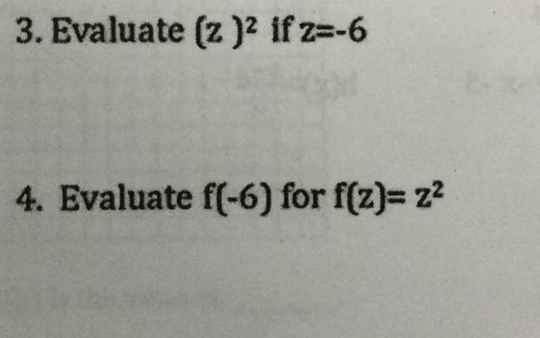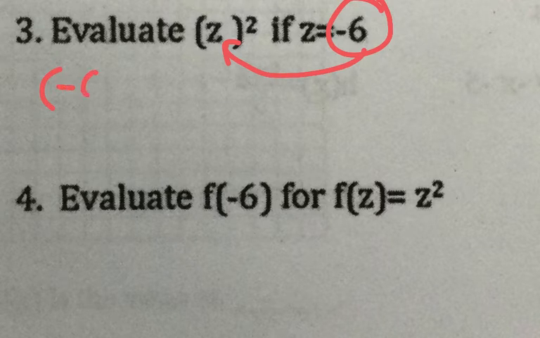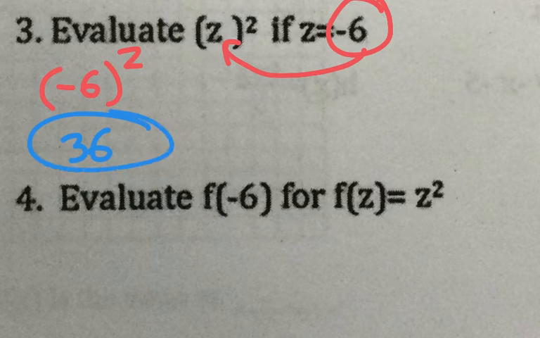It'd be positive because I can demonstrate the problem. So what do we do here? You substitute -6 in for z. And so what does this look like now? It should be parenthesis -6 squared. And then what is -6 times -6? That'd be 36. Positive. It's going to be positive 36. A negative times a negative is a positive.